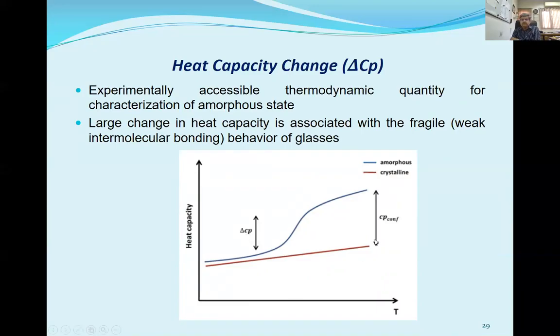Now there is another term which is called the configurational Cp or configurational specific heat. So this is the difference between the specific heat of the crystalline material and that of the amorphous material. So this difference is called the configurational heat capacity of the glass.